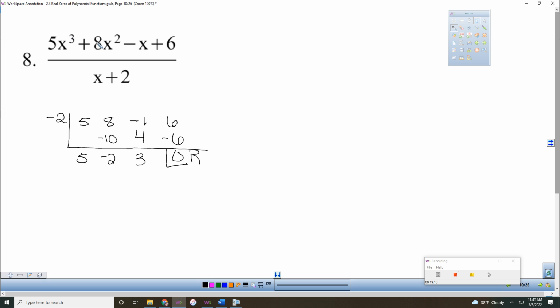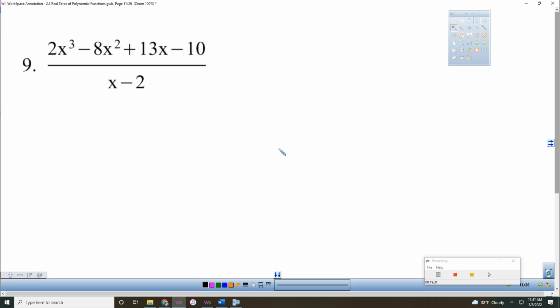So if I started with x to the 3rd and I divided by an x to the 1st, I just subtract that. That gives me the next one. So that would be x to the 2nd, x, and no x. So my answer would be 5x squared minus 2x plus 3, and no remainder. All right, so if I set this equal to 0, I would have a 2 on the outside of the box. I started with x cubed. Make sure you have an x squared and an x and no x. So I have 2, negative 8, 13, negative 10.